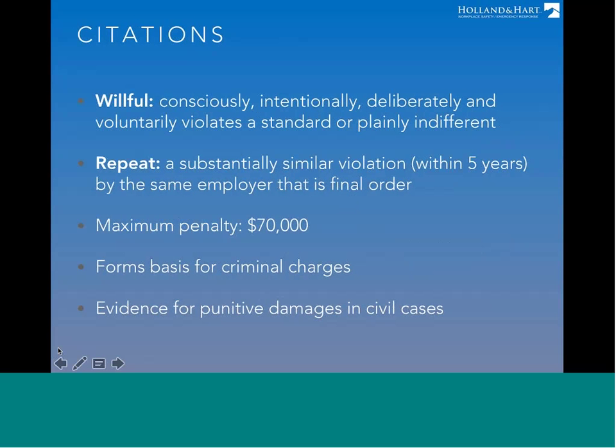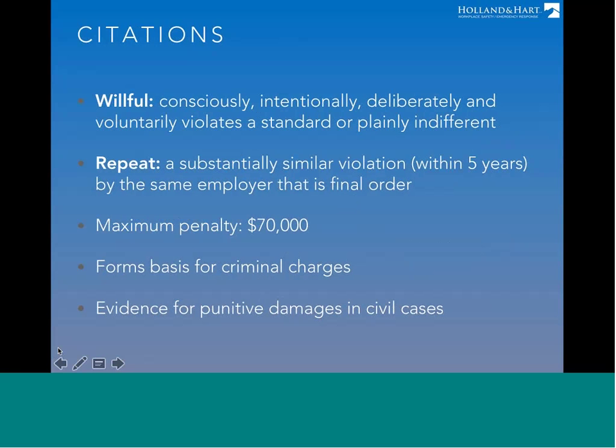These are the key categories that you obviously would want to avoid. Any violation that's classified as willful, which is defined as consciously, intentionally, deliberately, and voluntarily violating a standard, or plainly indifferent. And again, heightened negligence will lead to a citation of willful. Repeat is reserved for substantially similar violations within 5 years. That changed several years back. It used to be 3, it's now 5 years, and it's by the same employer.